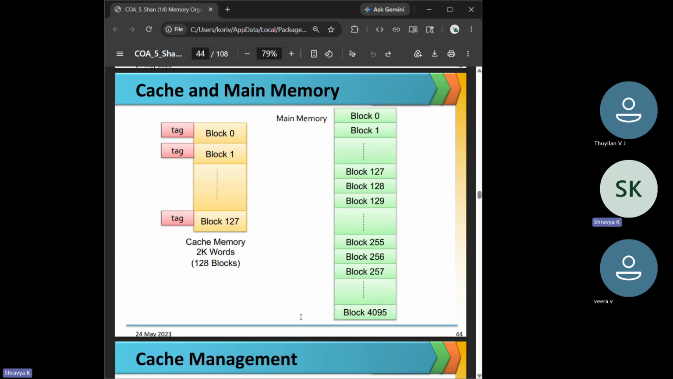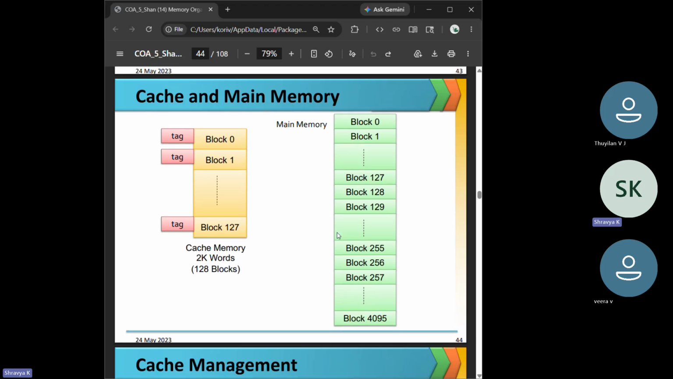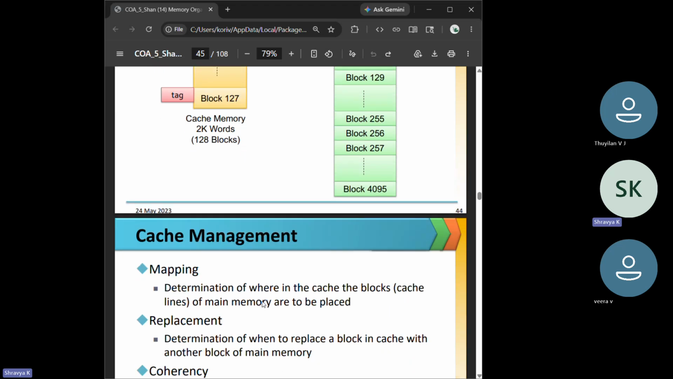So this is how the blocks will look in the main memory and the cache, right? These are the 4095 blocks in the main memory, and these are our 127 blocks in the cache. Our task is basically to map these blocks to each of the slots in the cache, which we will see how we'll do. And as you can see, the tag is required over here so that we can know which block in the main memory this block corresponds to, right? So we need tags for that.